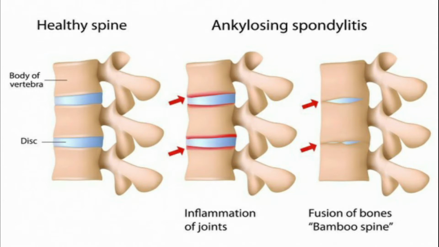So, we can see the difference between a healthy spine and a spine with ankylosing spondylitis. The bone with ankylosing spondylitis will cover the disc and make our spine lose the flexibility to bend. It also makes our spine unable to absorb the impact when we walk or run.